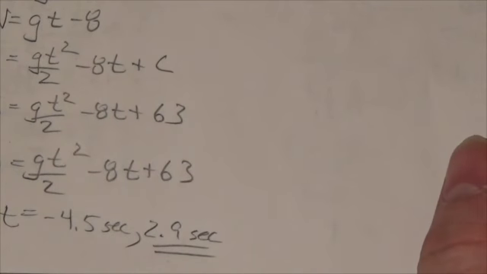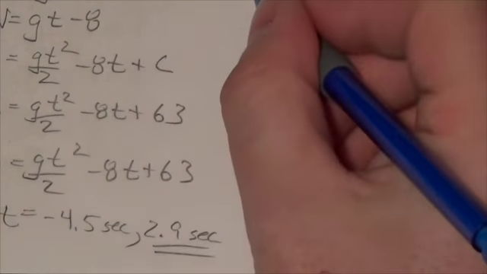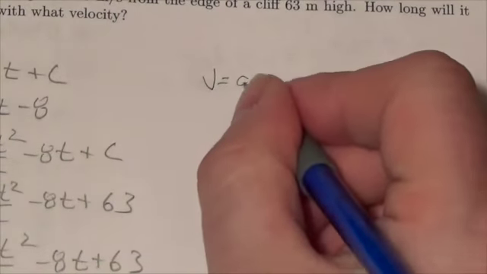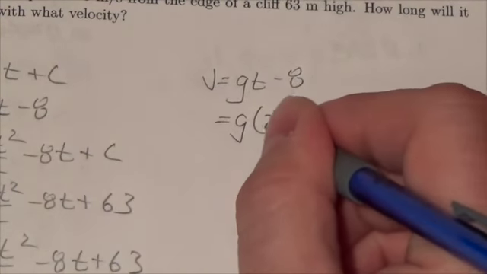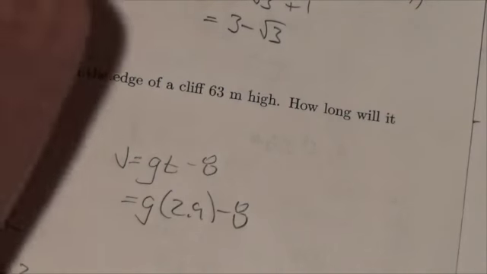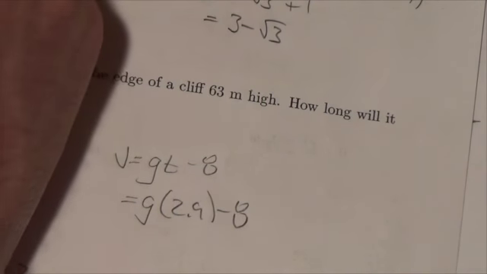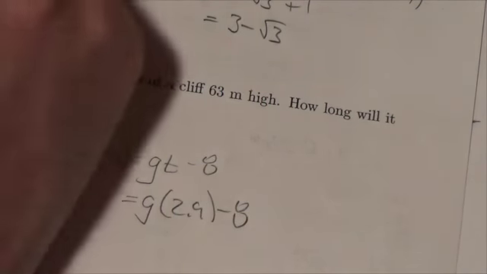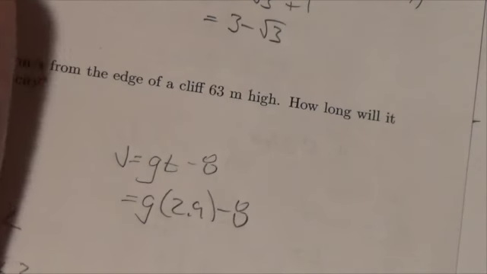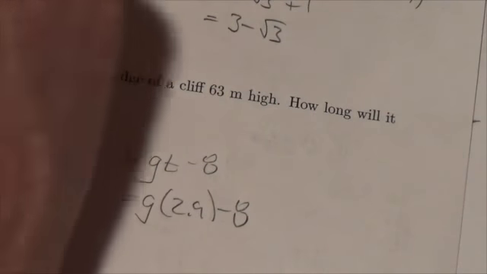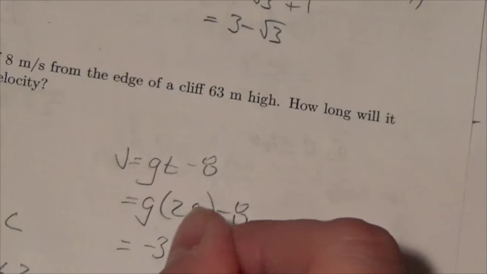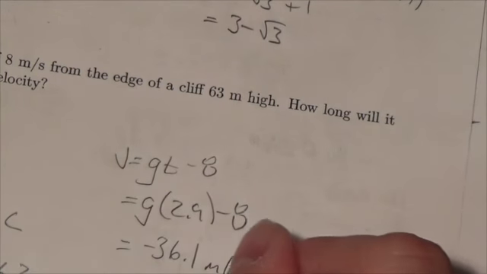Now the question is not only how long will it take to hit the ground, but with what velocity. So now I go to my velocity expression, which you can't see, and that's going to be gt minus 8, and I will plug in my time. So 9.81 times my answer from the previous question, minus 8, and I get that the answer is -36.1 meters per second.